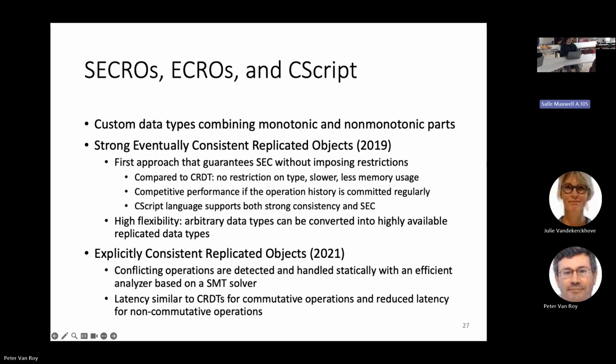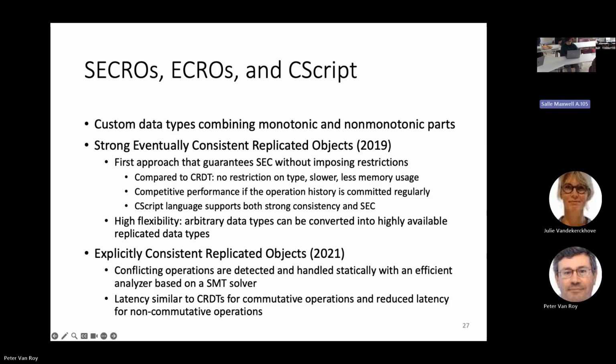In the second direction, there are also custom data types. This work is going on; there were people at the VUB, the University of Brussels, who worked on this: strongly eventually consistent replicated objects, or SECROs. You guarantee strong eventual consistency. You construct something, but it's a little bit slower. But there's no restriction, and if you implement it in a certain way, you can actually get it to be competitive. This is fairly recent work, and it was further improved by using an SMT solver statically to improve even the behavior of the system.